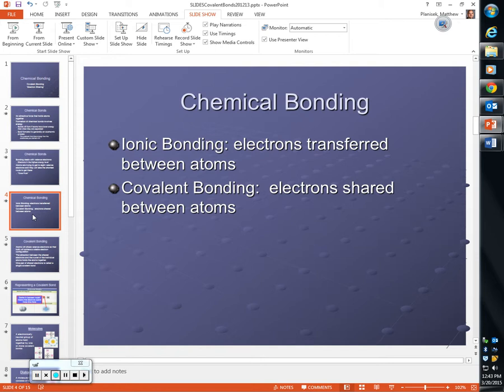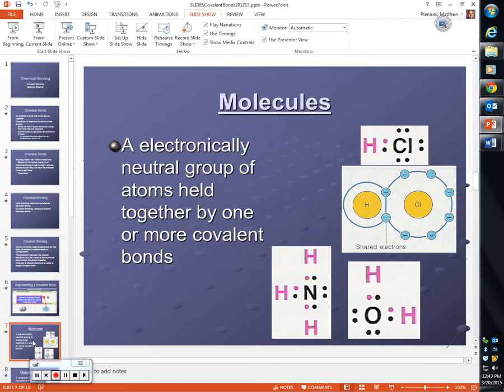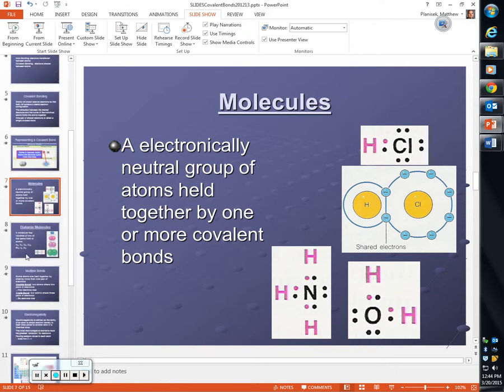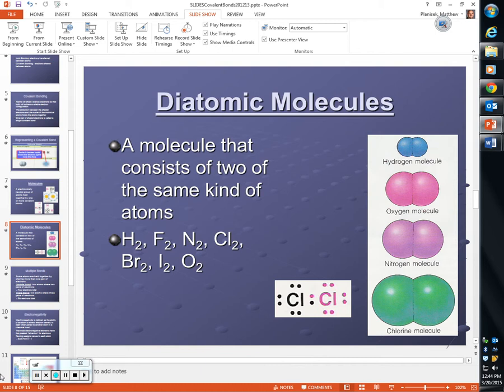We talked about this term here, a molecule, right? An electronically neutral group of atoms held together by one or more covalent bonds. If a molecule consists of atoms held together by covalent bonds, what kind of elements are going to be in a molecule? Nonmetals, right? Because nonmetals covalently bond with each other. All right, what else? We talked specifically about a diatomic molecule. It is a molecule that consists of two of the same kind of atom.